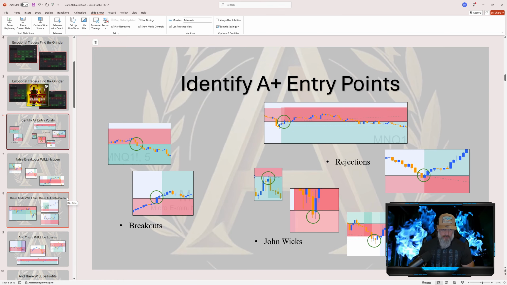Look at it, Discord over here. Teams are trading.